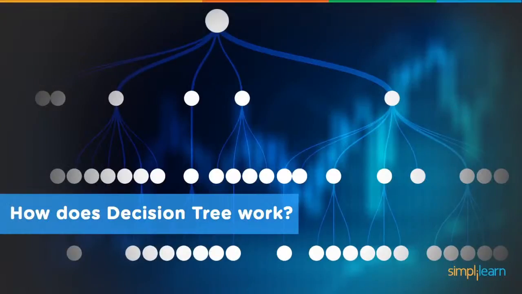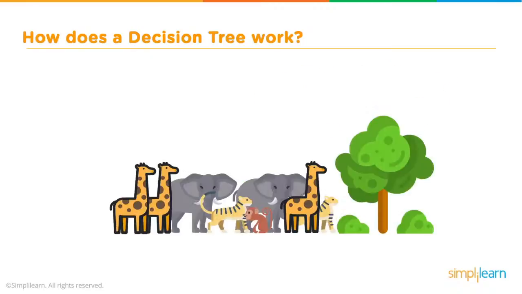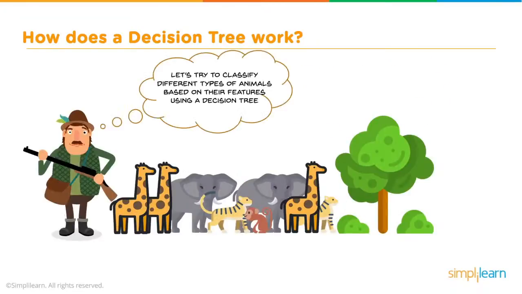How does a decision tree work? Wonder what kind of animals I'll get in the jungle today? Maybe you're the hunter with a gun, or if you're more into photography, you're a photographer with a camera. So let's look at this group of animals and let's try to classify different types of animals based on their features using a decision tree.